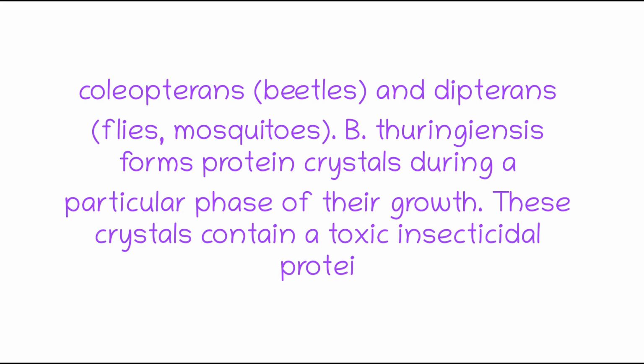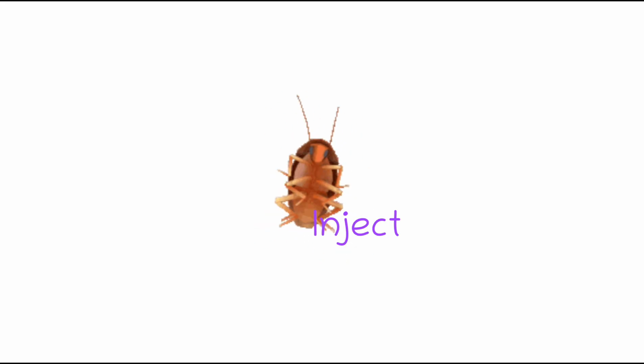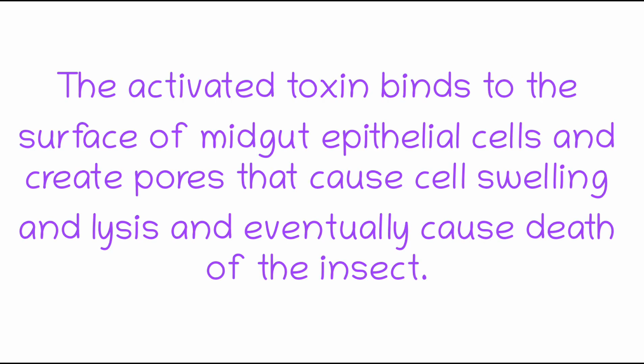Budworm and armyworm. Then coleopterans, they are the beetles, and dipterans are the mosquitoes and flies. The Bacillus thuringiensis forms protein crystals during a particular phase of their growth, and these crystals contain a toxic insecticidal protein. Then why does this toxin not kill the bacillus? This Bt toxin protein exists as an inactive protoxin, but once an insect ingests the inactive toxin, it converts into an active form of the toxin due to the alkaline pH of the gut, which solubilizes the crystal.